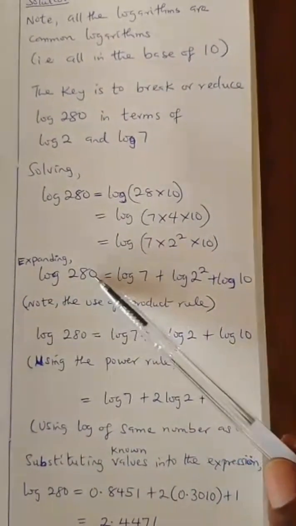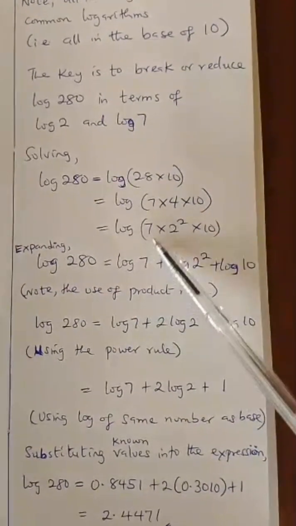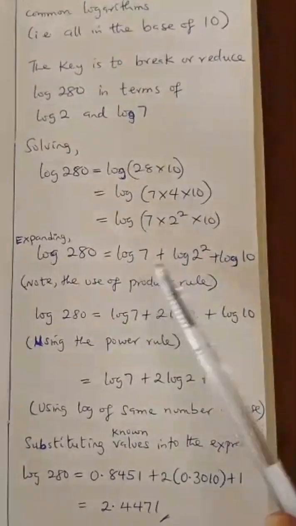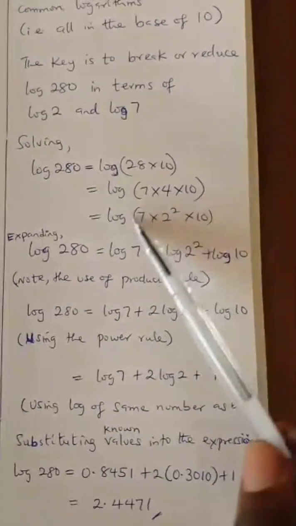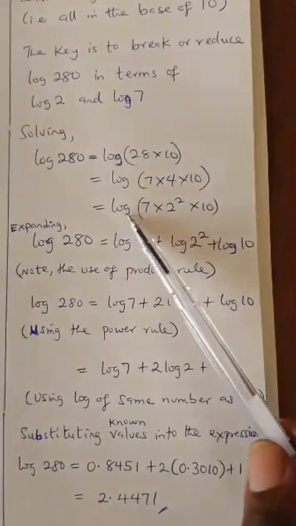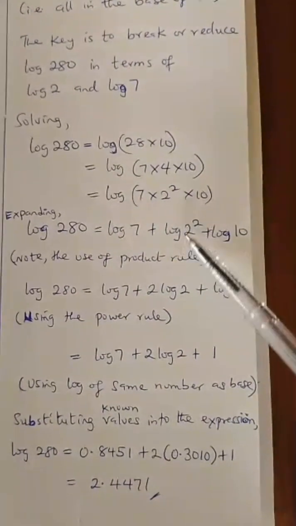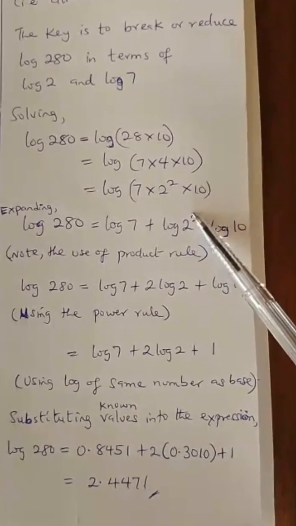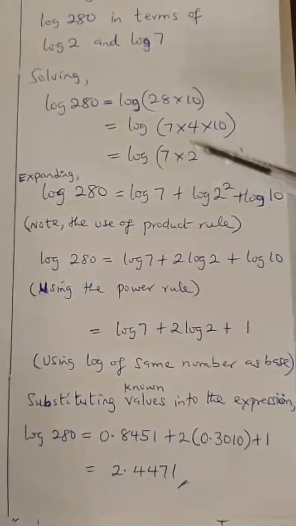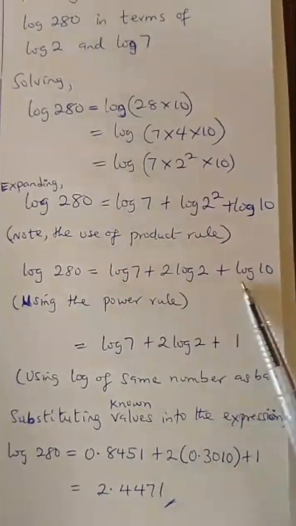So log 280 is equal to, from here, we can expand using the product rule: log 7 plus log 2 squared plus log 10. This expression in a single bracket can be spread out this way, all to the common log of base 10, using the product rule. Then for this 2 squared, remember you can use the power rule. The power comes and becomes a coefficient on the left side here. So let's wrap this up. We've been able to express log 280 in this way.